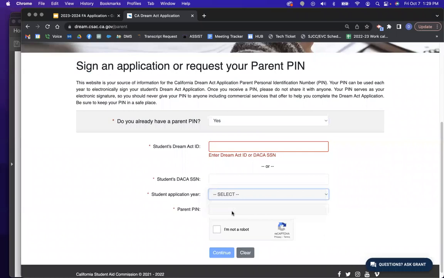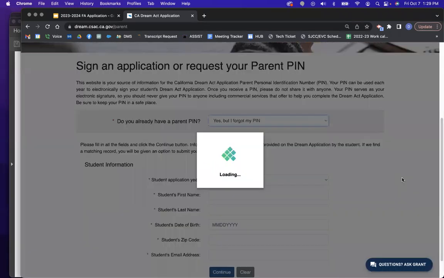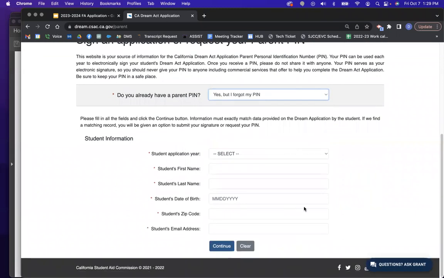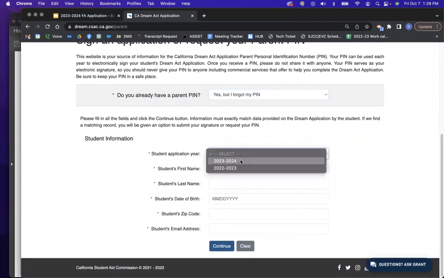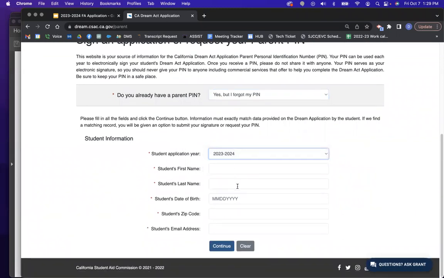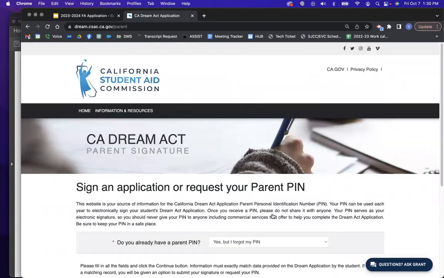You'll select the right application year, and then you put your parent PIN. If you forgot it, then you put yes, but I forgot, and then it's gonna ask you the same thing, right? The application year, the first and last name as it shows up on your application, and your email address, and then it's gonna give you steps to reset your account. Okay, so it is pretty straightforward.